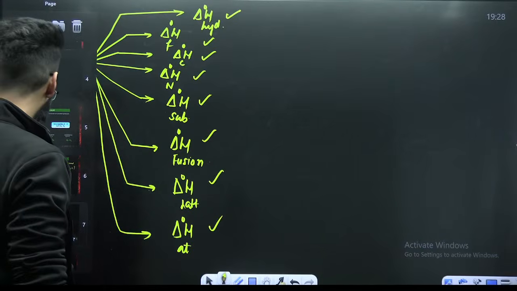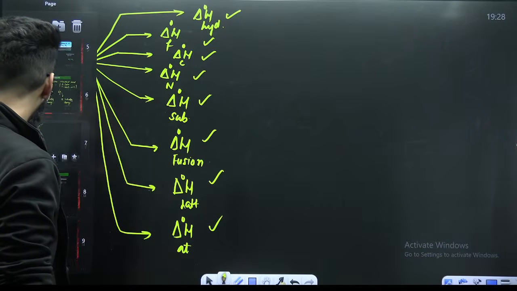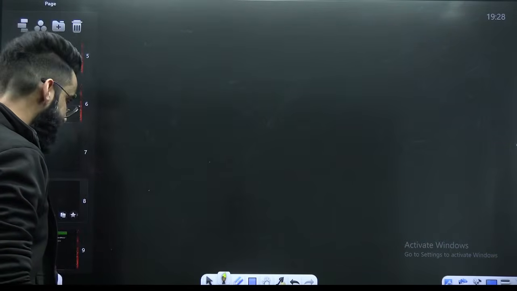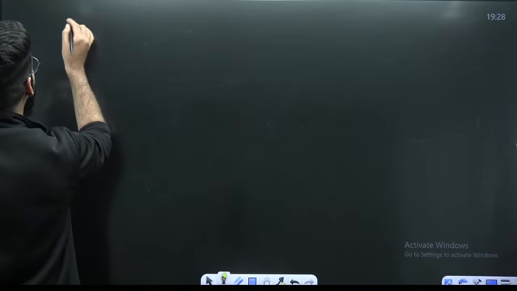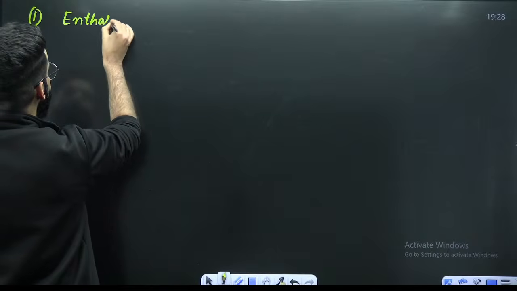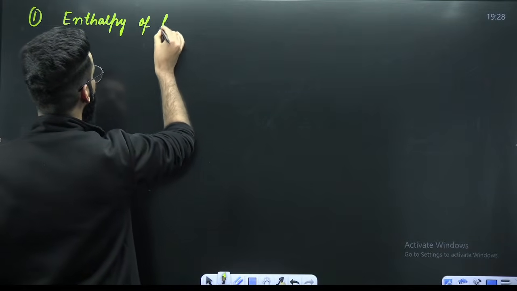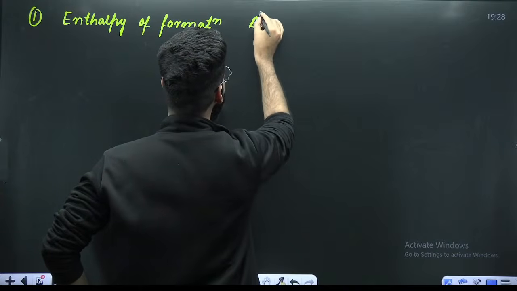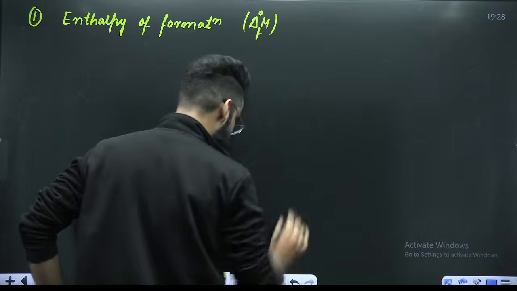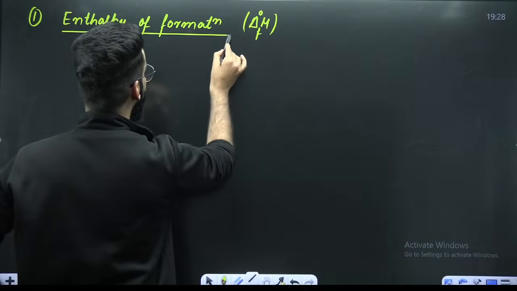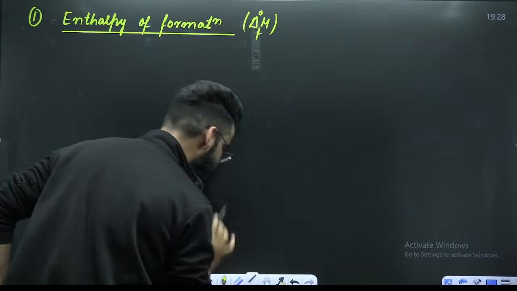Try to understand, people, what exactly I'm going to talk about. The first enthalpy of the reaction is what you call enthalpy of formation. I'm representing it as delta H naught F, and I'm defining it under standard conditions. How do we define the term enthalpy of formation?